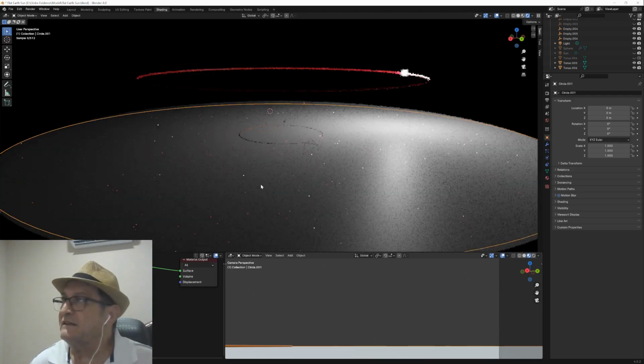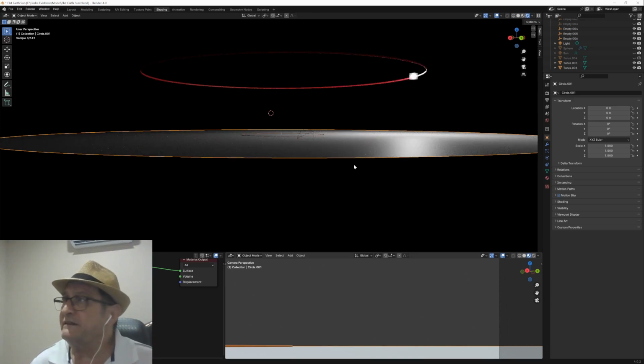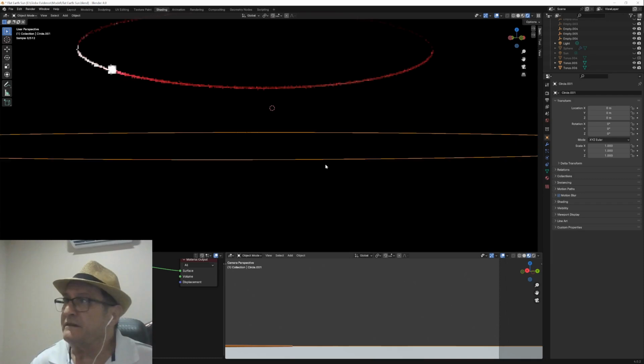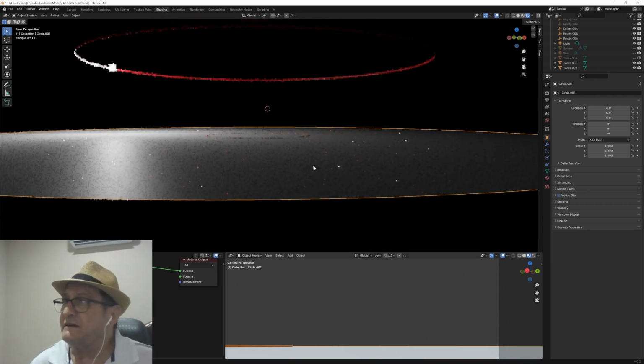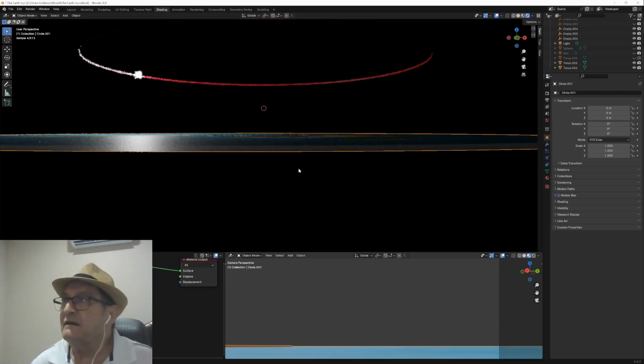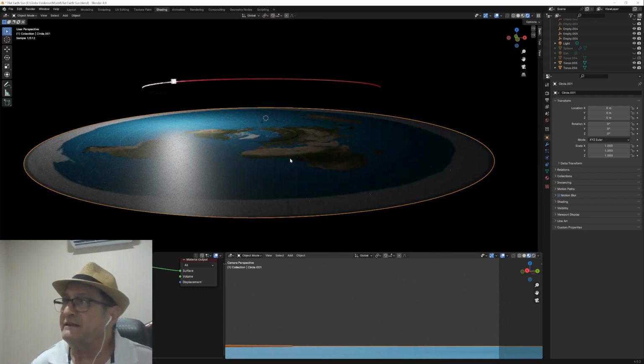That didn't change that. The sun is still in the sky, rotating around, and no matter where I am on the flat earth, the sun's still in the sky. Okay, let's put that back there so we know that doesn't make any difference.